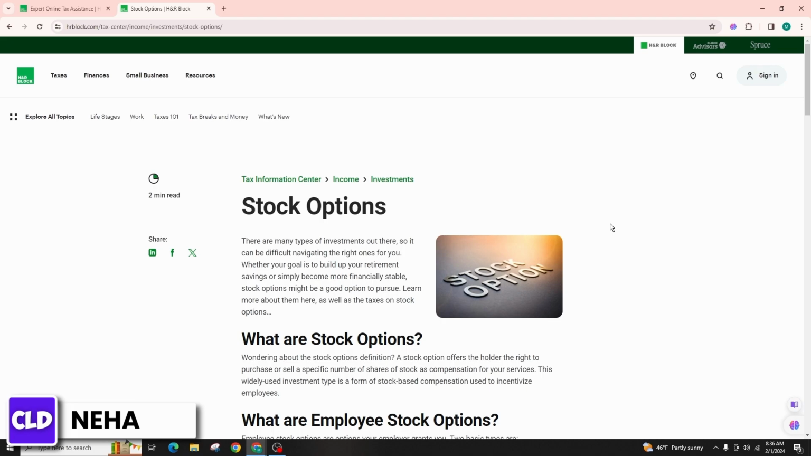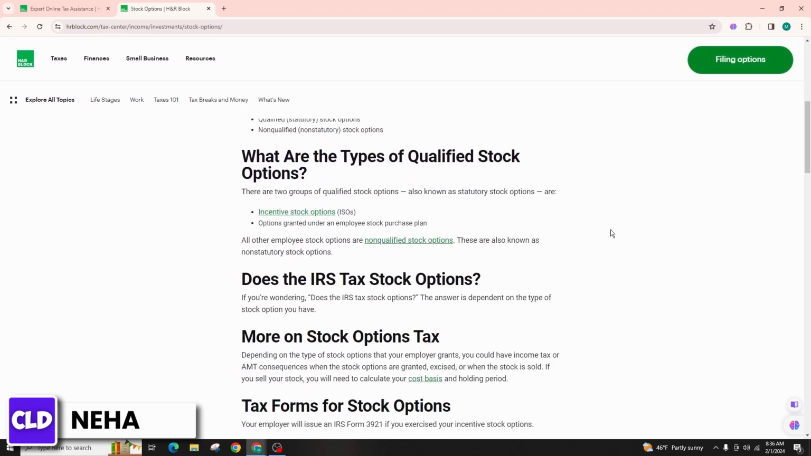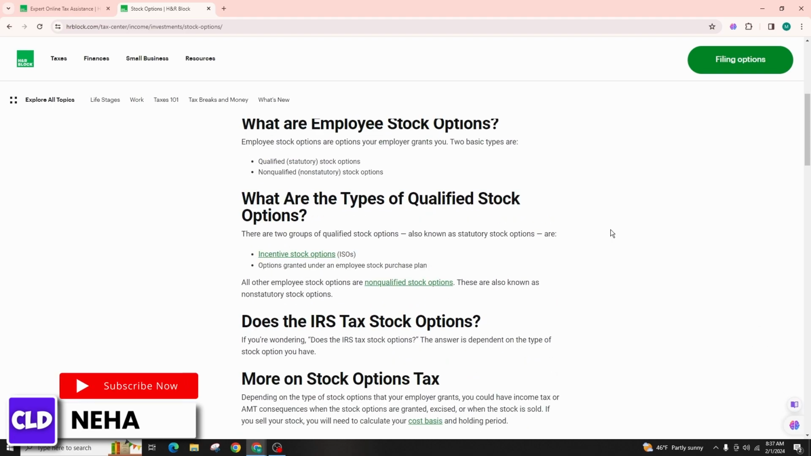By following these steps and accurately reporting your ESPP sales in H&R Block for the tax year 2024, you can ensure compliance with the tax laws and regulations regarding investment income and capital gains. If you have any questions or concerns about reporting ESPP sales, consider consulting with a tax professional for assistance. This was all about reporting employee stock purchase plan ESPP or sales in H&R Block.